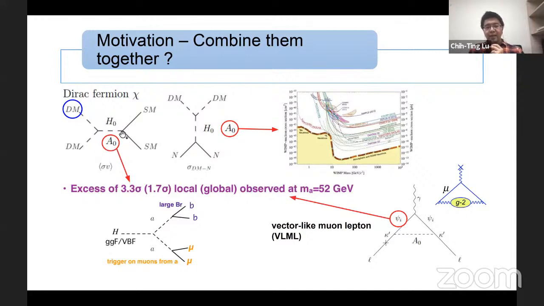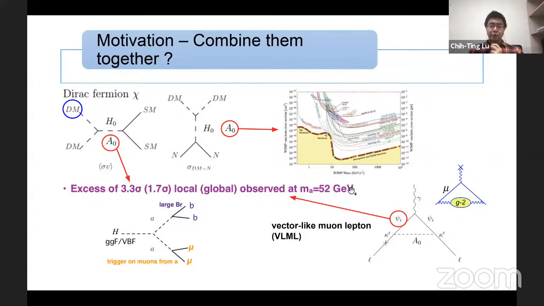And this A0 is a pseudoscalar, and because of this nature, it can be highly suppressed in the tree-level dark matter and nucleon scattering. So it can more easily escape the constraints from the recent dark matter direct detections. So this is good. This kind of scenario is still alive.